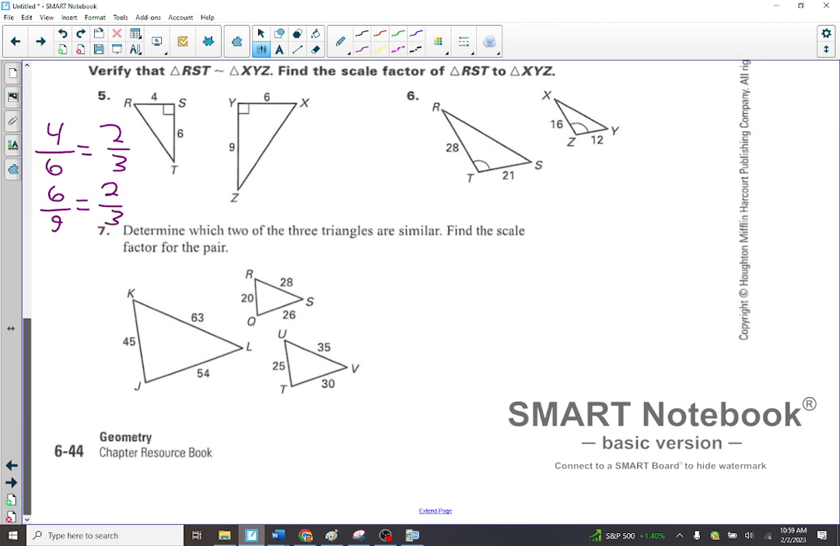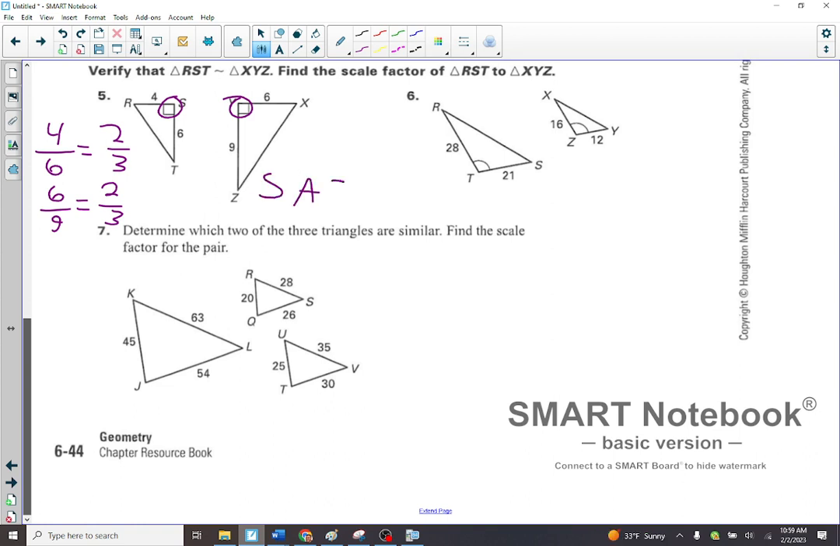Also 2 over 3. Hey, they're both equal. I don't have a third side. Because I don't have a third side, you need to figure it out. But lucky for us, I do have a third thing. It's the angle in between the sides. So SAS. Because the angles match exactly, and the sides are proportional, this is similar.